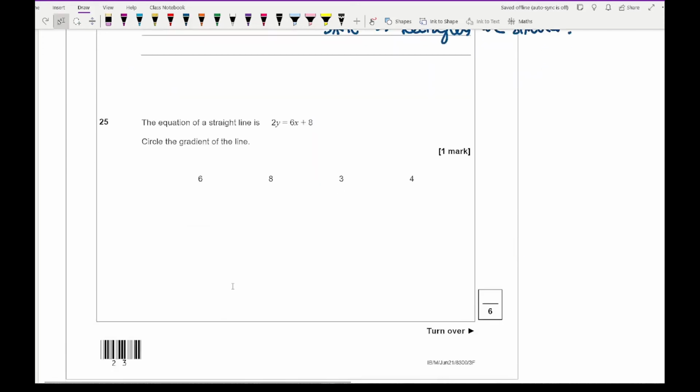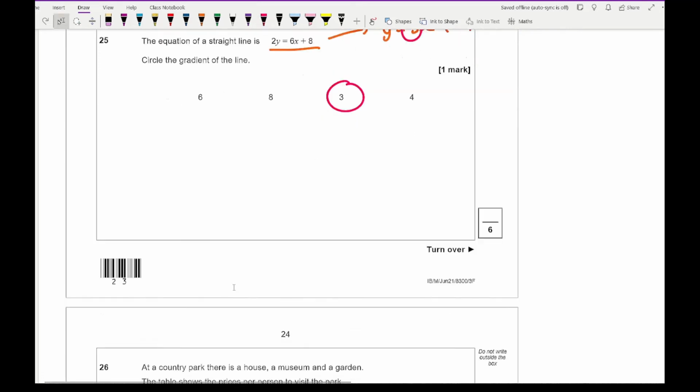For question 25, it says the equation of the straight line is 2y equals 6x plus 8. Circle the gradient of the line. Well, to work out the gradient of a line, we need to make y equals. So what we need to do is divide everything by 2. So get y equals 3x plus 4. And the gradient is the number next to x, or how many x's we've got. So the correct one we should circle is 3.